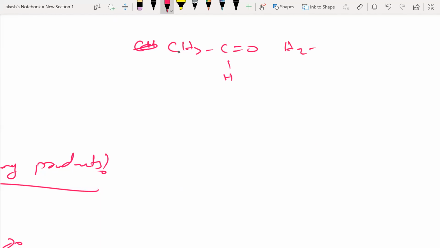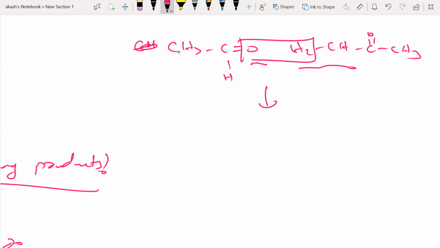So let me write it as H2, C. Okay, so H2, CH, C double bond O, CH3. So what I'm doing, I'm removing alpha hydrogen from this, oxygen from this. This is one product. CH3, CH double bond CH, C double bond O, CH3. This is one product. Another possibility is that we can have CH3, C double bond O.